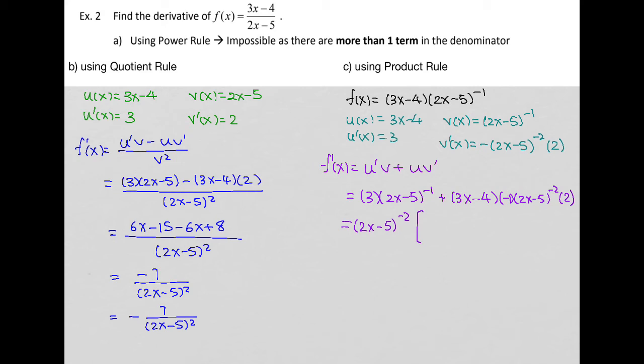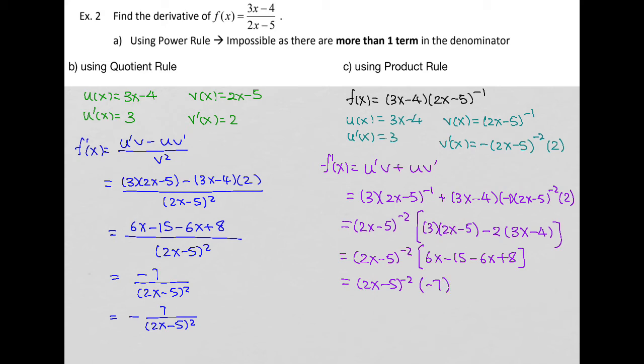And what's left on the first term now? So we have 3 times (2x minus 5), minus 2 times (3x minus 4). I combine the negative 1 and 2, so it becomes negative 2. And let's simplify the square bracket by expanding it. So 6x minus 15 minus 6x plus 8. So we're going to have (2x minus 5) to the exponent negative 2 times negative 7. And let's put the negative exponent in the denominator. So we're going to have negative 7 over (2x minus 5) squared.